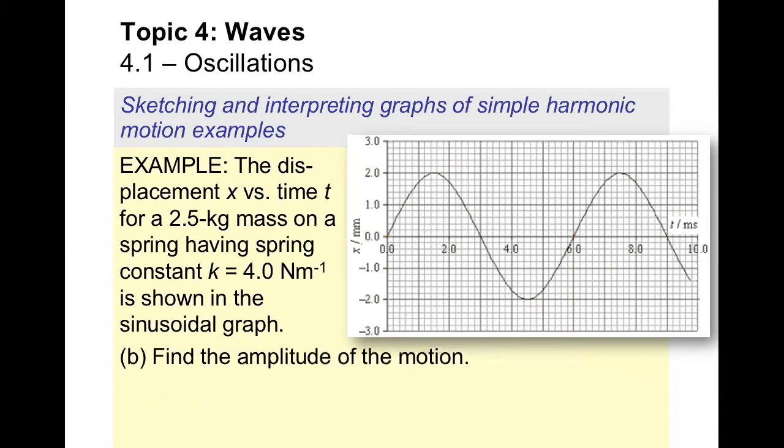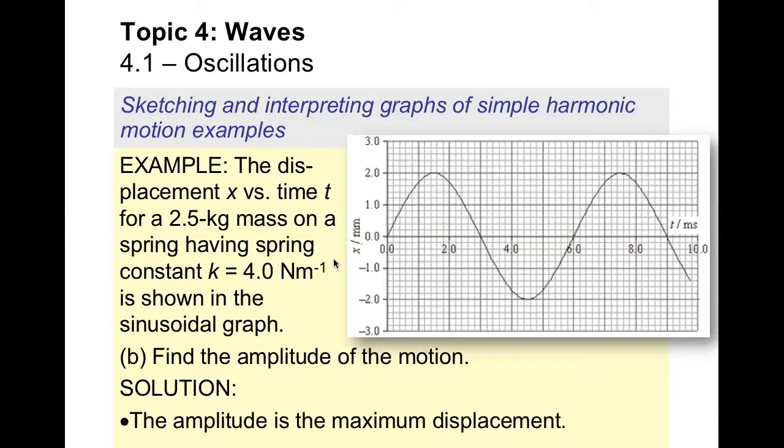You notice that this one is in millimeters, so make sure that you also remember to write the unit. It can be expressed as 2 millimeters or 2 times 10 to the negative 3 meters. Most students just look at the number 2 and write meters, which is really just a careless mistake.